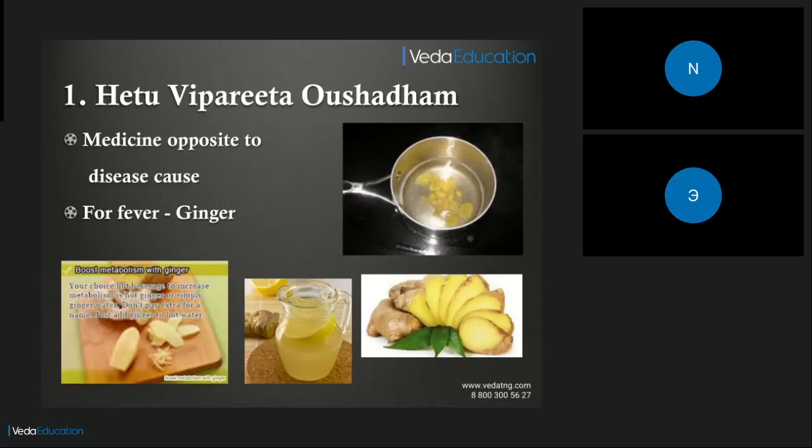Here, most of the time, we'll be using home remedies, not real drugs. Materials that we have in our house can be used as medicine opposite to the disease cause. For example, somebody tells me, sir, I have a severe burning sensation in my eyes. So I'll tell the patient, okay, you do one thing, you take some milk and pour the milk inside the eyes.